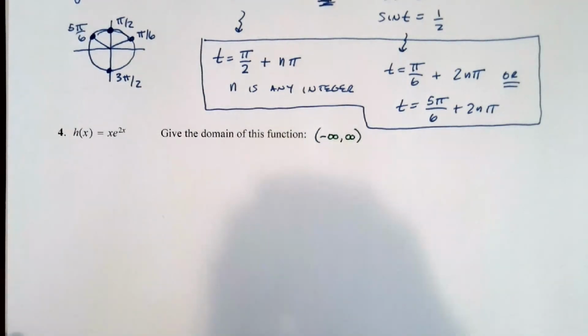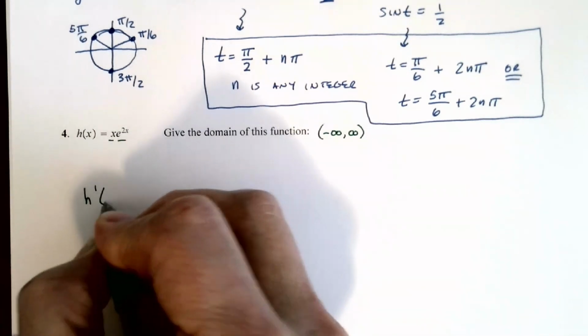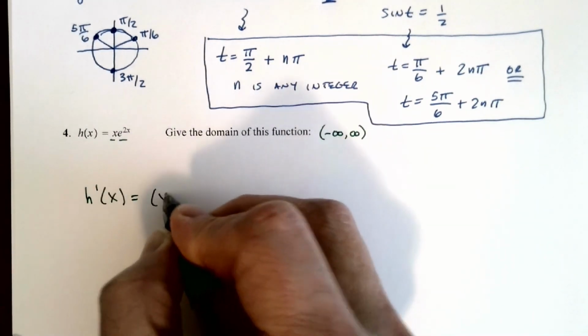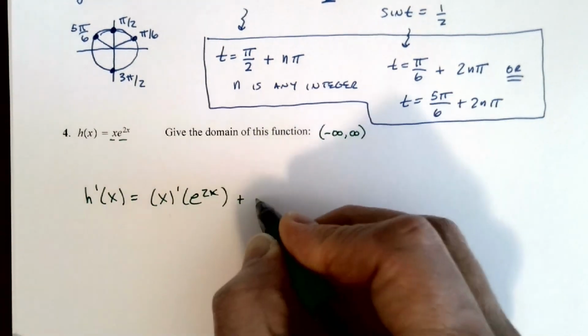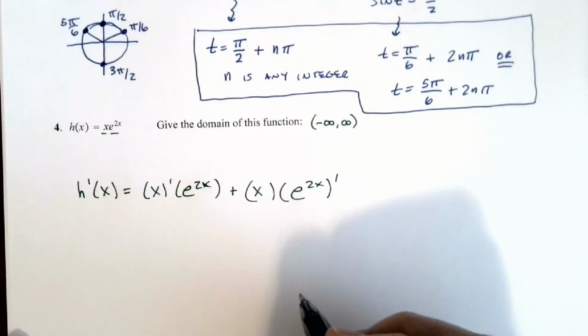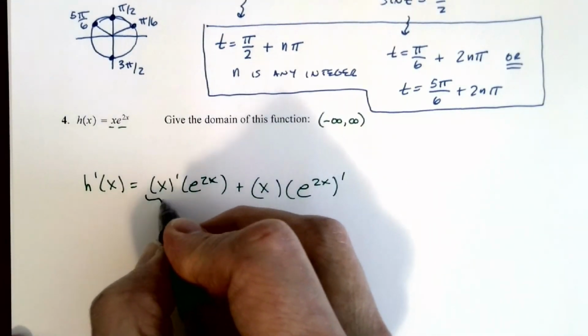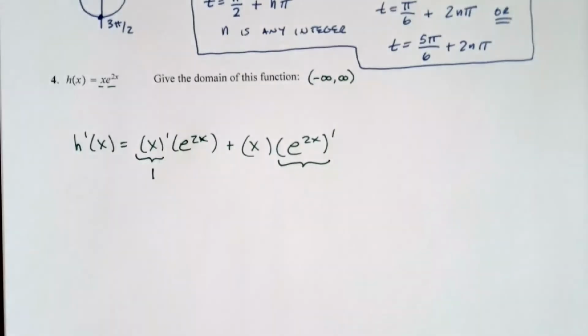So what are we going to have to do? Notice this is a product. So I'm going to take the derivative of x times e to the 2x plus x times the derivative of e to the 2x. That's the product rule. Now the derivative of x is obviously 1. What do I have to use here to find the derivative of e to the 2x?